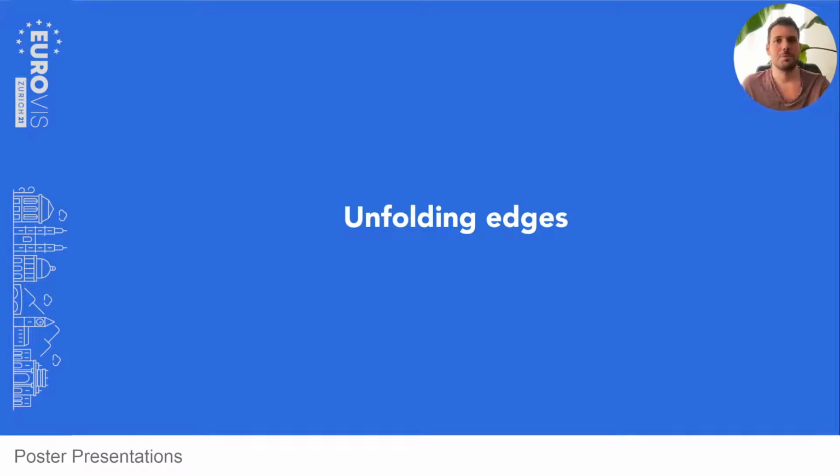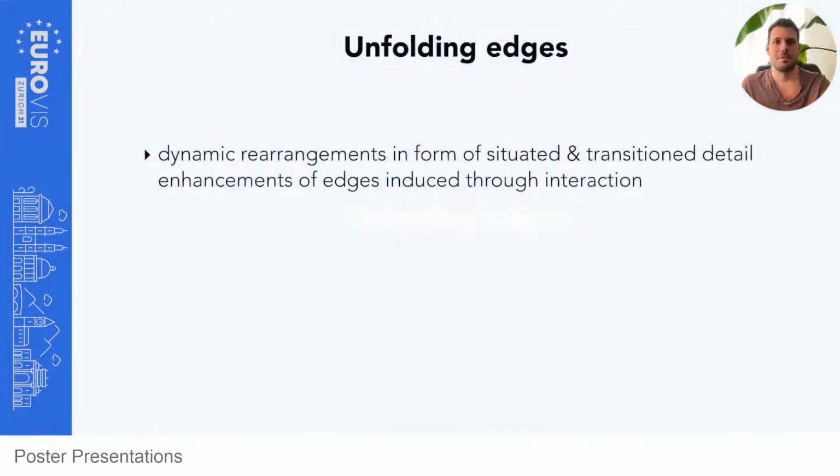With this, we propose unfolding edges as an approach that expands the capabilities for interactive exploration through on-demand detail enhancement of edges and their multivariate attributes. With unfolding edges, we refer to interaction-based dynamic rearrangements in form of situated and transitioned detail enhancements of edges.